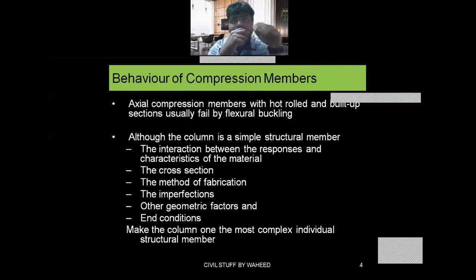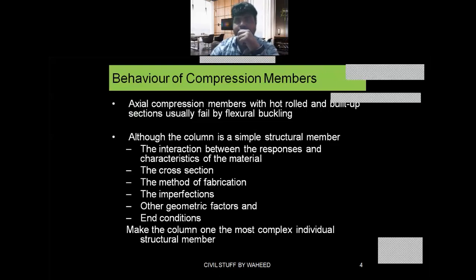Means it may not be prismatic. Prismatic means throughout the length the sizes will be the same. It may not be the same. And finally, as you already learned about columns and struts in strength of materials and theory of structures, there you have known the end conditions. Here also you will have such end conditions because this is also a compression member. In your RCC also you are going to study columns, and there also you will have the end conditions.